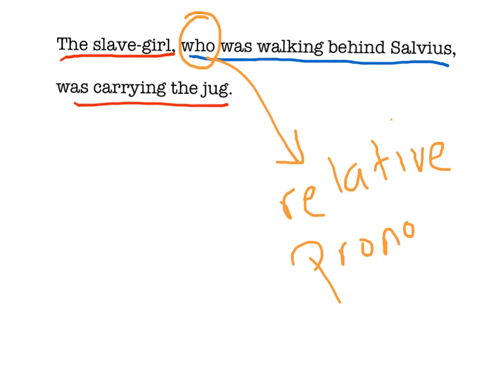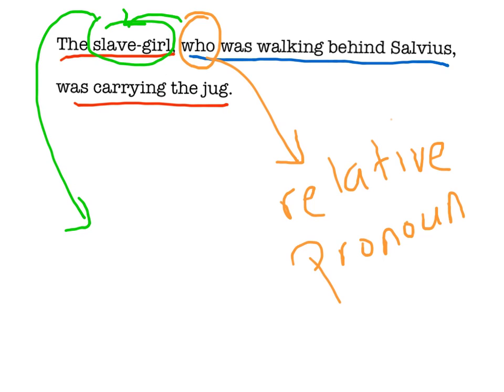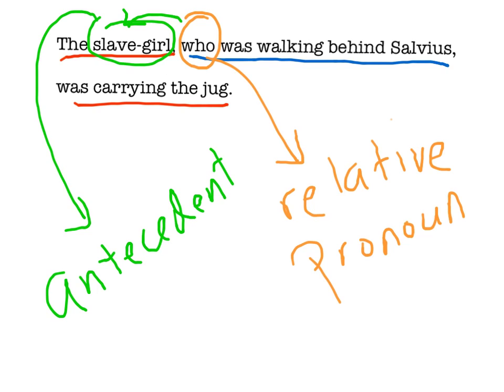And as you know, pronouns stand in for nouns. So does our relative pronoun. It's referring back to the slave girl. So that's what it's standing in for. And the slave girl is called the antecedent of the relative pronoun. And if you remember, ante in Latin means before.